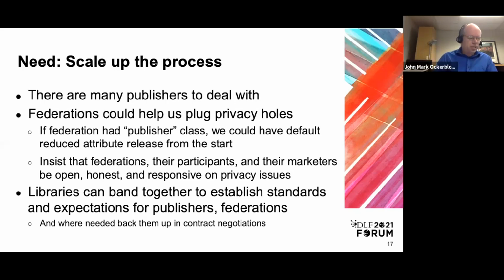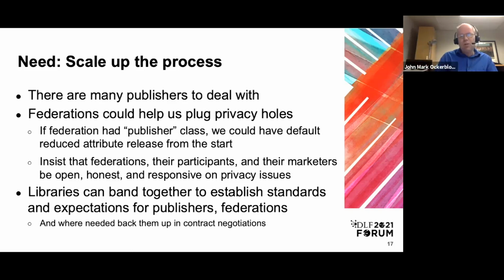One is that some of these federations that publishers are dealing with, such as InCommon, could help us plug some of these privacy holes. InCommon has a notion of different classes of service providers. So if they had a way of labeling all the publishers as in the publisher class, we could set up our single sign-on system so that by default, it just sends a reduced attribute set to anybody in the publisher class. So we'd like to work with them more closely on this.